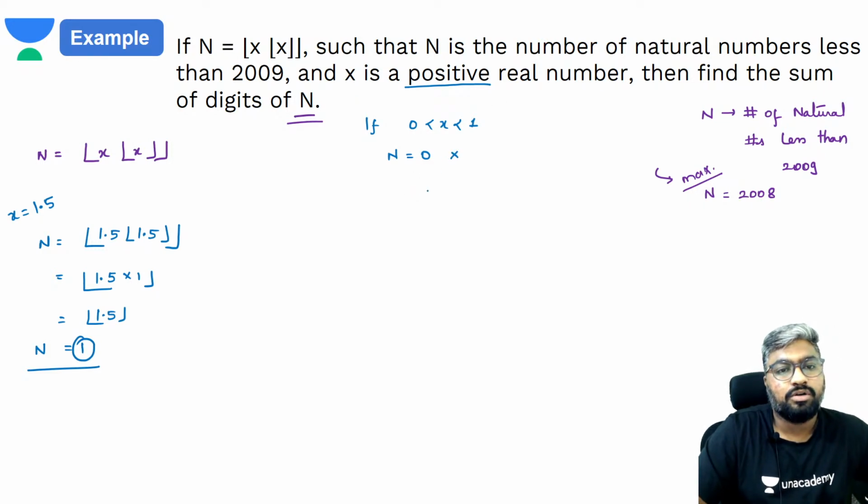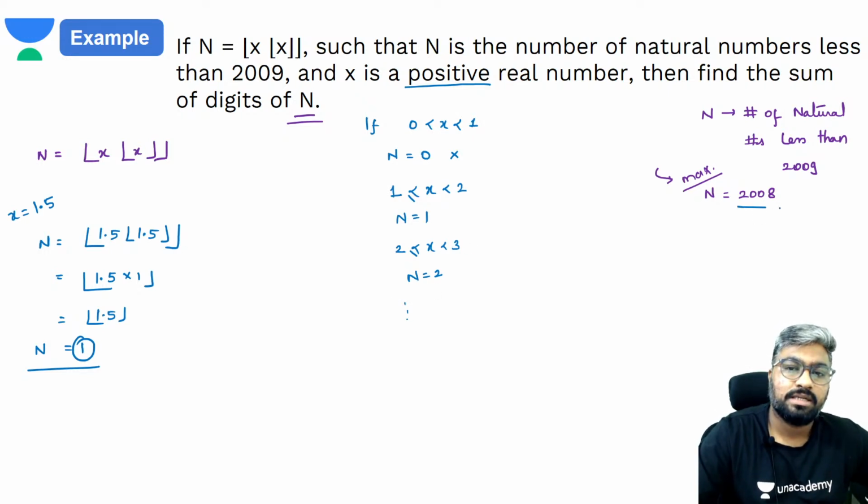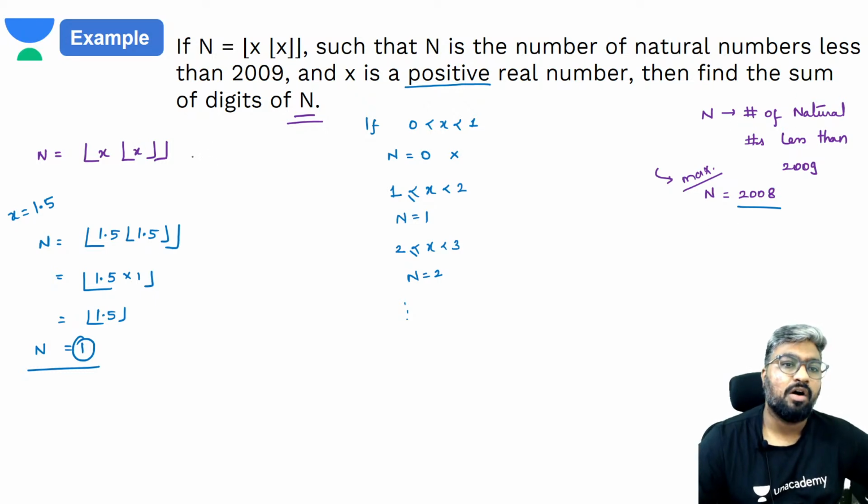That means we'll go on to what? x being greater than 1 and less than 2. Here the value of n is 1. x being less than 3 and greater than 2, the value of n will be 2. Doing it this way, you will go all the way till what? 2008. Yes, 2008. So find the sum of digits of n.